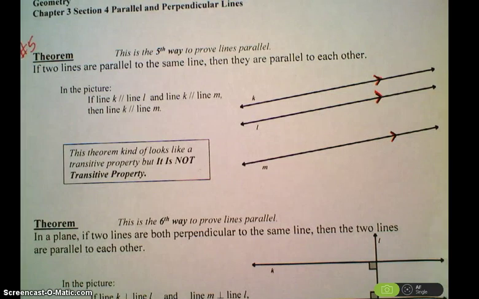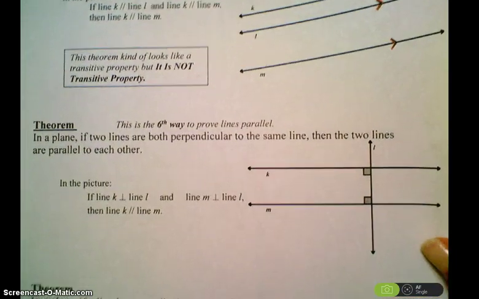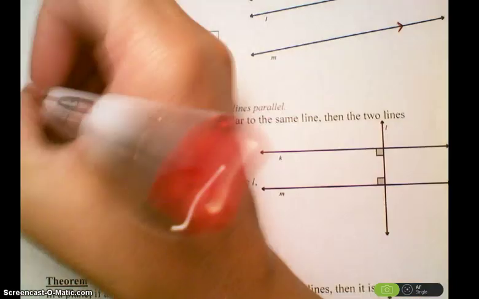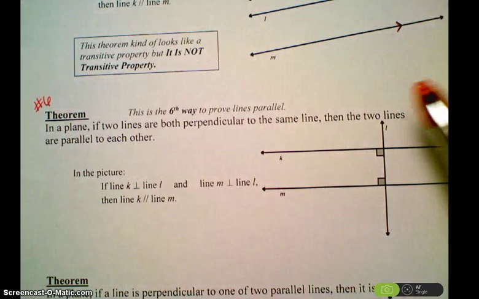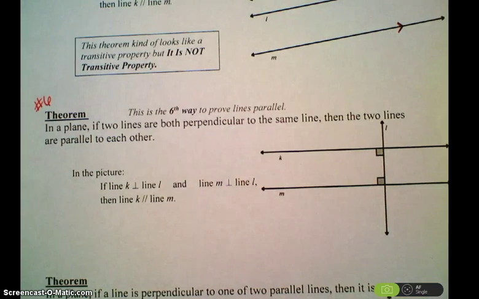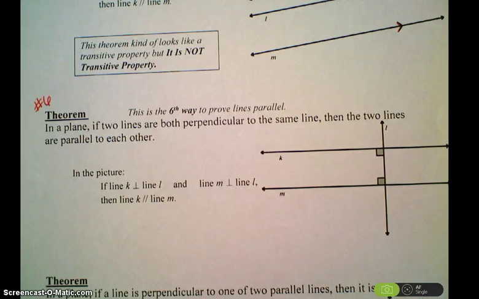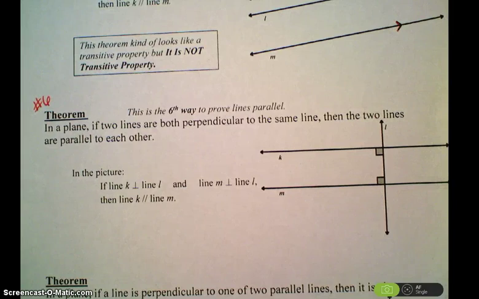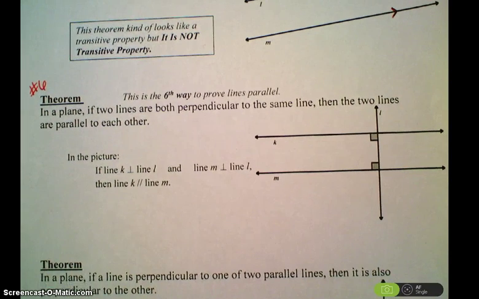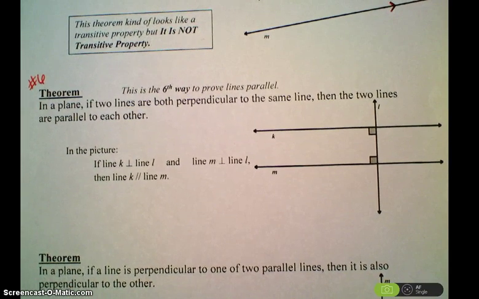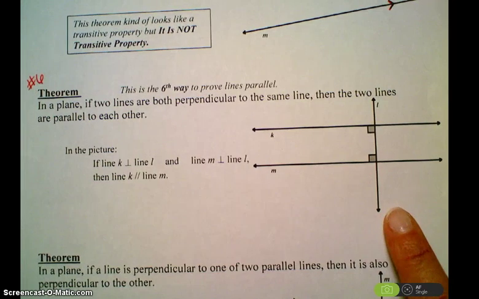Okay, the next theorem on the page is the 6th way to prove lines parallel. And again, hopefully you've been numbering along as we've been doing these in the 2 sections so that later they're easy to find for your notes. Okay, so it says in a plane, if 2 lines are both perpendicular to the same line, then the 2 lines must be parallel to each other.